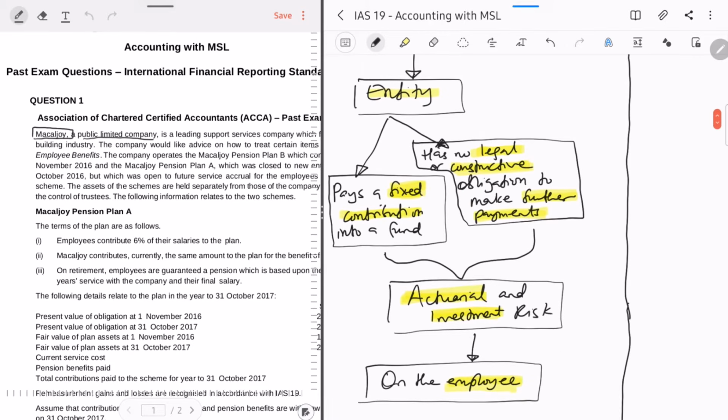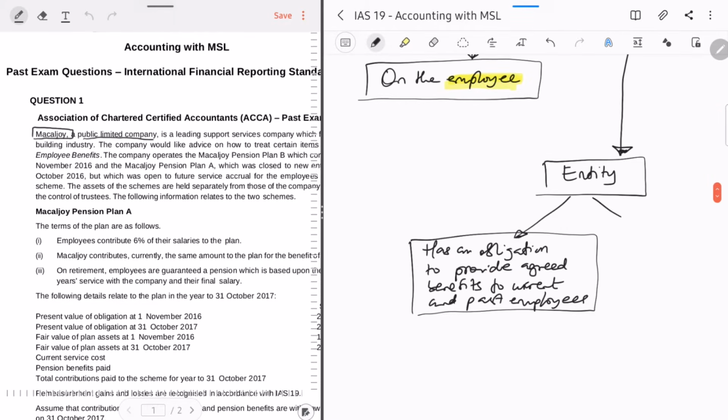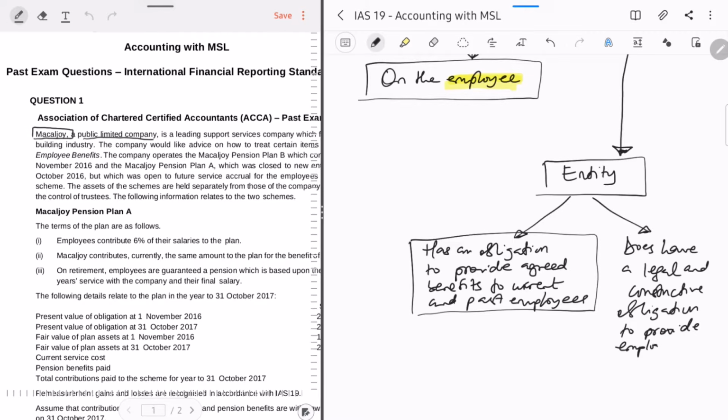And similar to this, here we said there was no legal or constructive obligation. But here we will say the entity does have a legal and constructive obligation to provide employee benefits.